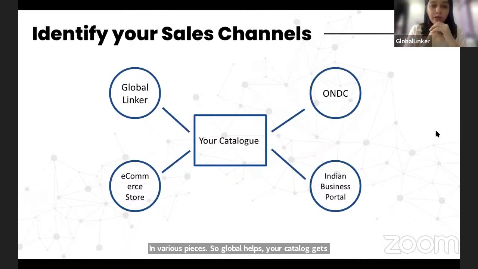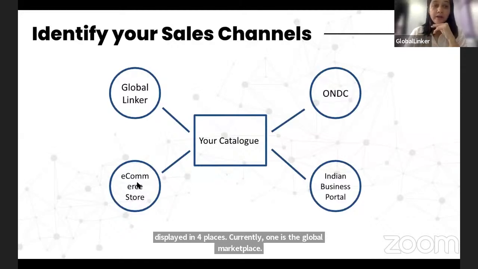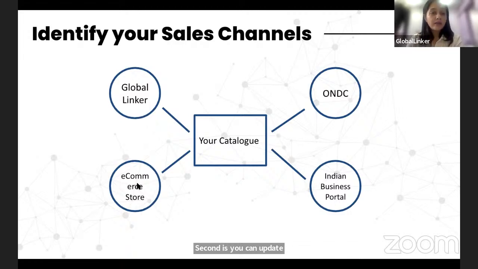One is the GlobalLinker marketplace. Second, you can update your catalog into an e-commerce store, which can be an inquiry-based e-commerce store, or it can also be a purchase e-commerce store as well. You can also plug your catalog onto ONDC.